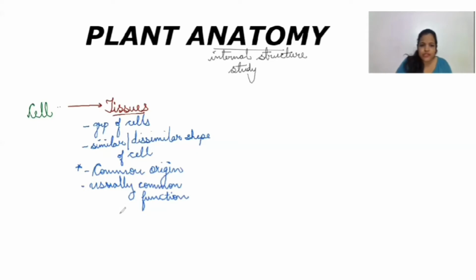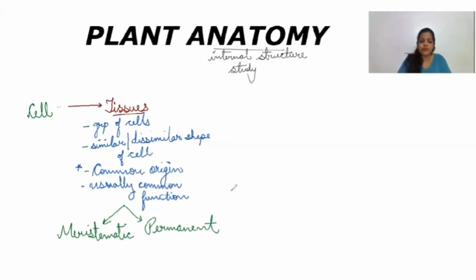The two types of tissues we have got is, the first one is meristematic tissue, and the another one is permanent tissue. Another one is what? Permanent tissue. Here itself I'll be telling you what the meaning of these two tissues are, means what types of cell aggregations are known as meristematic, and what type of cell aggregations are known as permanent tissues.